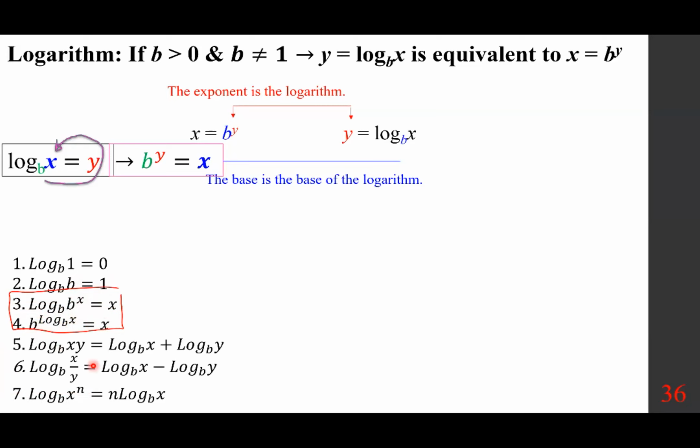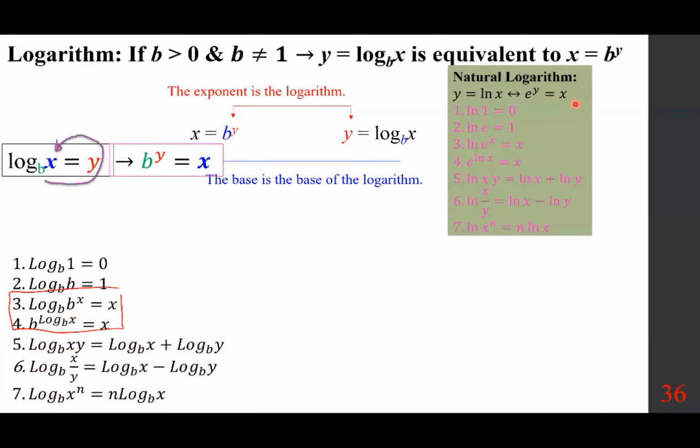This is the product rule. This is the quotient rule. This is the power rule. And if you translate that into a natural log where the base is e, number one, we don't use log, we use ln. Whenever we use ln, we mean the base is e. Then y equals ln x means e to the power of y equals x. Log 1 becomes ln 1. Log b base b, that means ln e equals 1. These two are numbers 3 and 4. Ln of e to the power of x equals x, and e to the power of ln x equals x. The other three, you just change the log to ln.